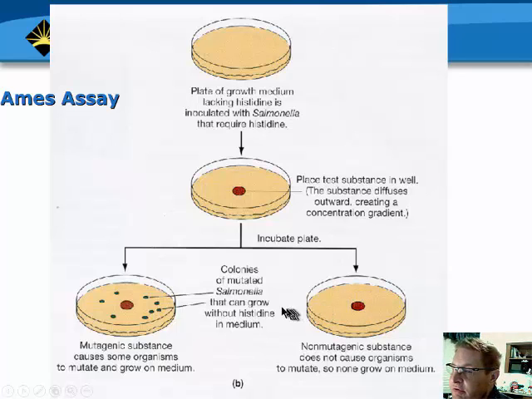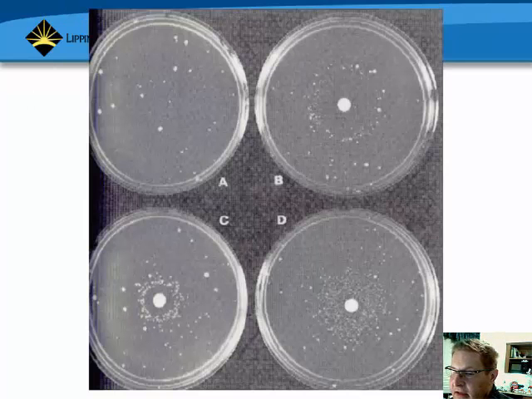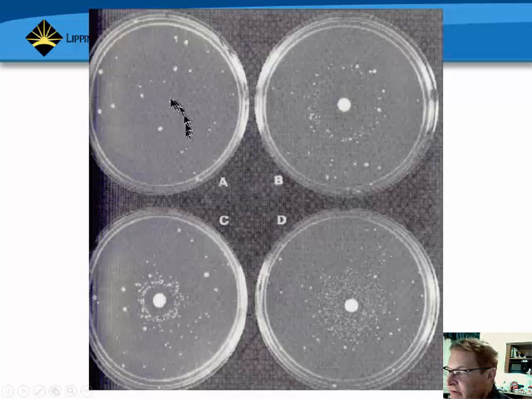So you put your chemical, your drug, down in the center, and if no mutations happen, then you get no colonies around that little disc where you put your chemical. But if that chemical makes a bunch of mutations, you actually get colonies on this plate, and the number of colonies will tell you how strong of a mutagen it is, how many mutations that compound makes.